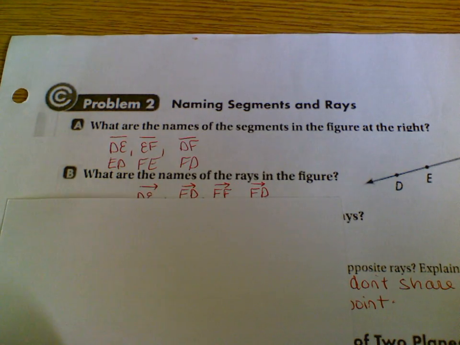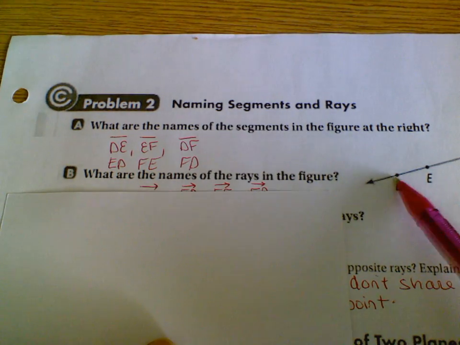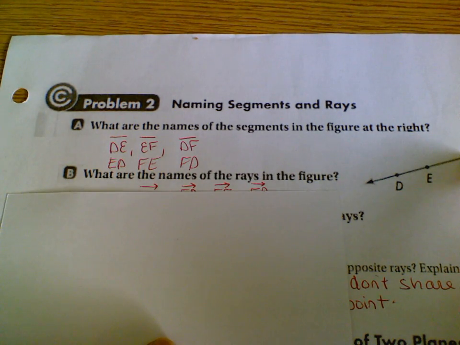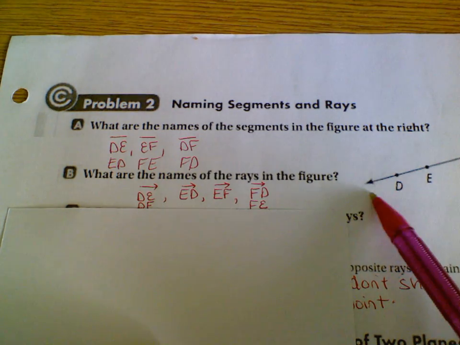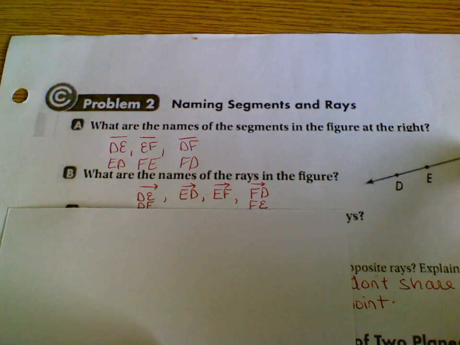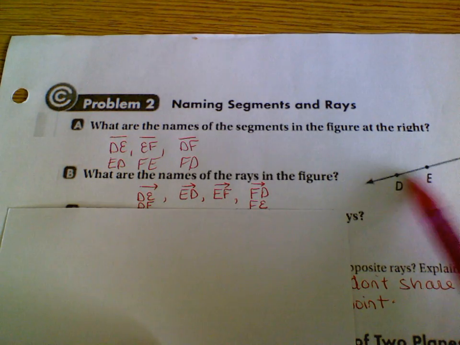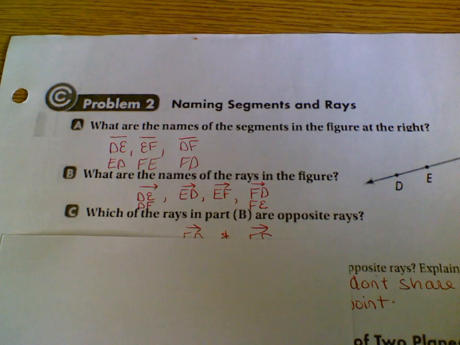What are the names of the rays in the figure? You could say DE, which is the same as DF. You could say ED, which is in the opposite direction. You could say EF, going that direction. You could say FD. You could go all the way around. There are a lot of combinations for those rays.